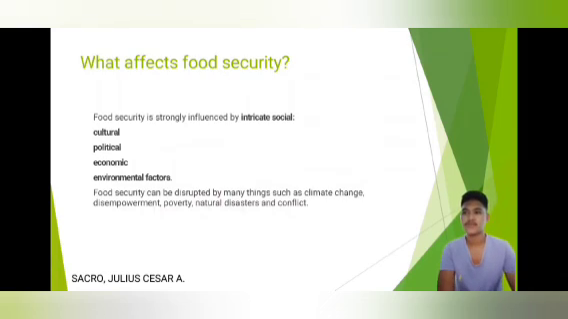What affects food security? Food security is strongly influenced by intricate social, cultural, political, economic, and environmental factors, and food security can be disrupted by many things such as climate change, disempowerment, poverty, natural disasters, and conflict.